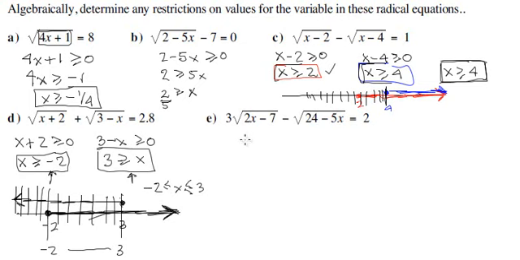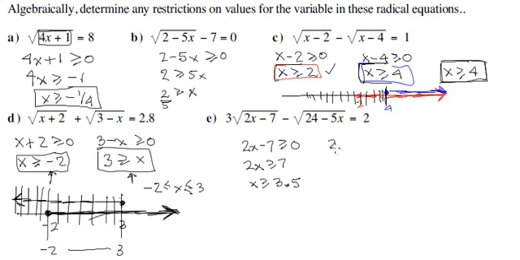And the last one, 2x minus 7 has to be greater than or equal to 0 for our square root to work, which means 2x is greater than or equal to 7, which means x is greater than or equal to 3.5. You could, of course, do this in fraction form, but the decimals are slightly easier, I find.